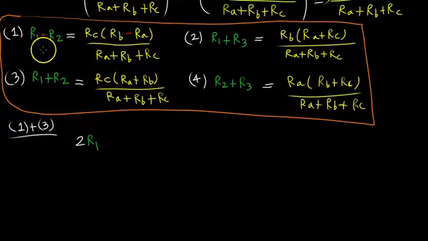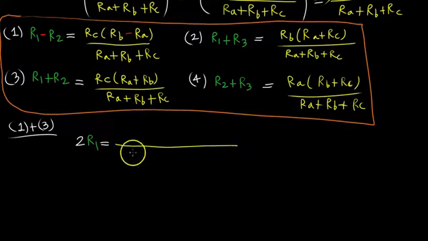Again, I'm just adding these two equations together, so you can see minus R2 and R2 cancel, and I get R1 plus R1, which is 2R1. Very simple. Then I'm going to add this other equation together. I'm just going to take a common denominator now because they have RA plus RB plus RC, so I won't need to write that out.